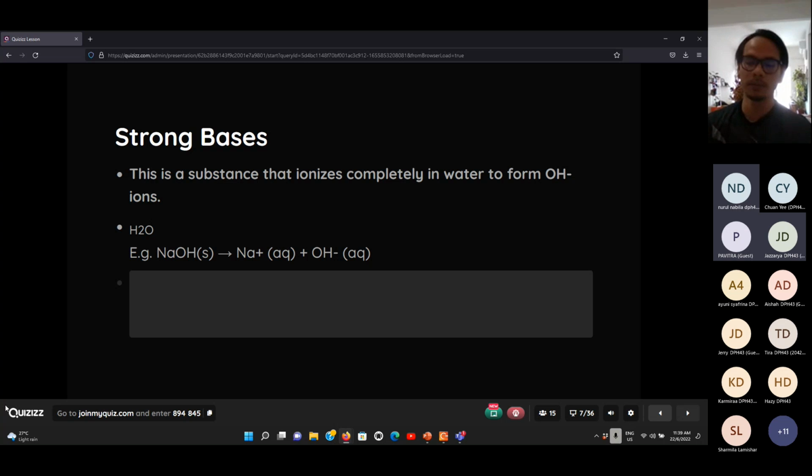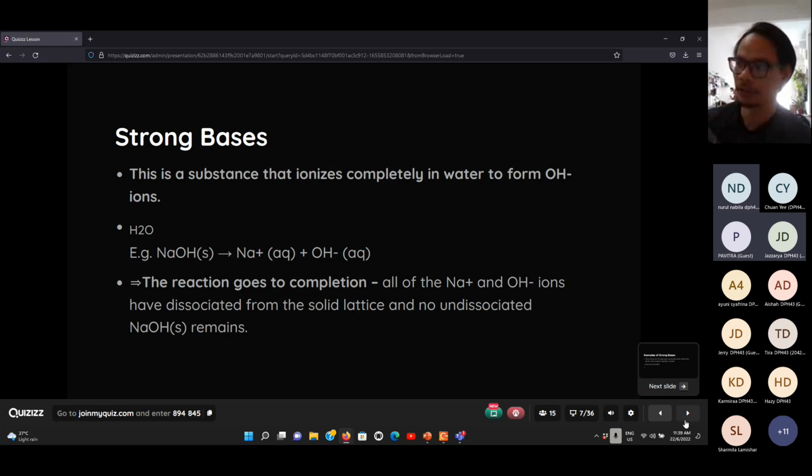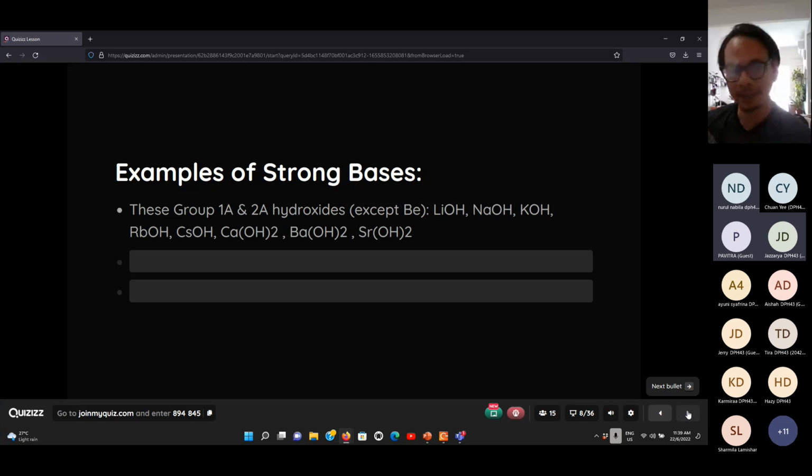So contohnya macam sodium hydroxide, NaOH. So it ionizes completely producing hydroxy ion. So it goes to completion meaning dia tak akan menghasilkan sodium hydroxide balik semula. So that means kalau a weak base, dia adalah bahan yang only partially produce hydroxy ion.